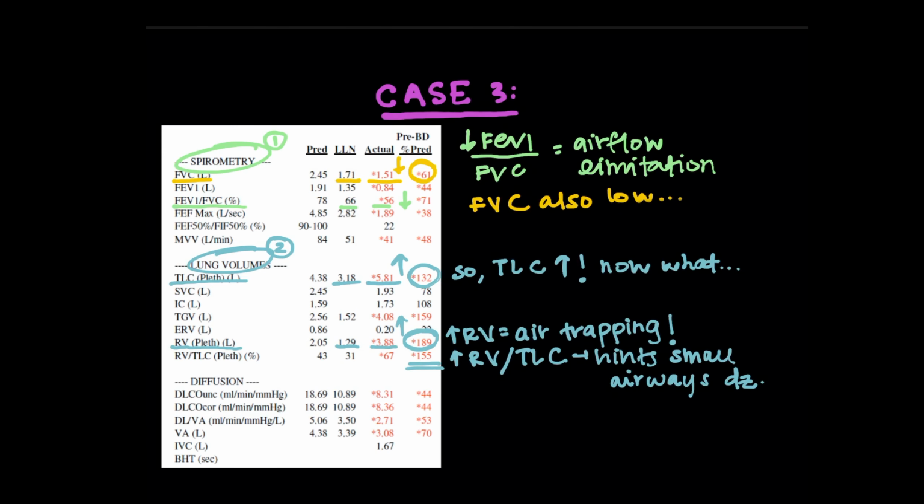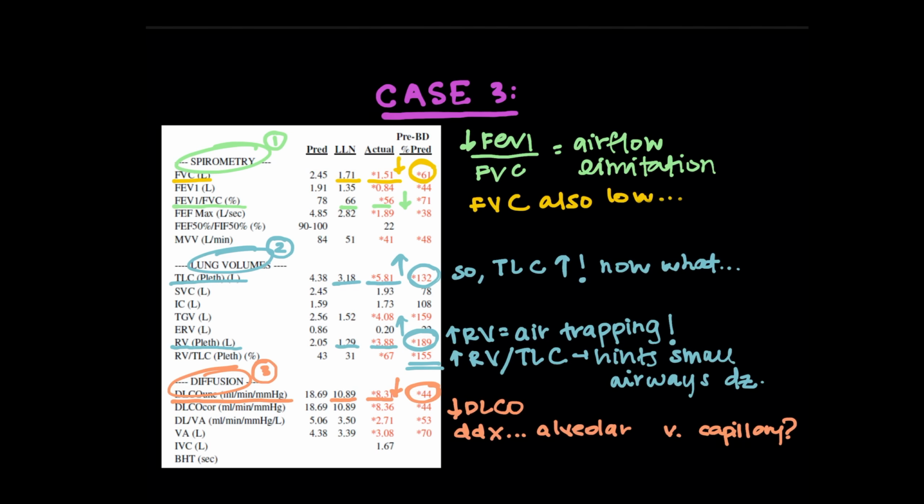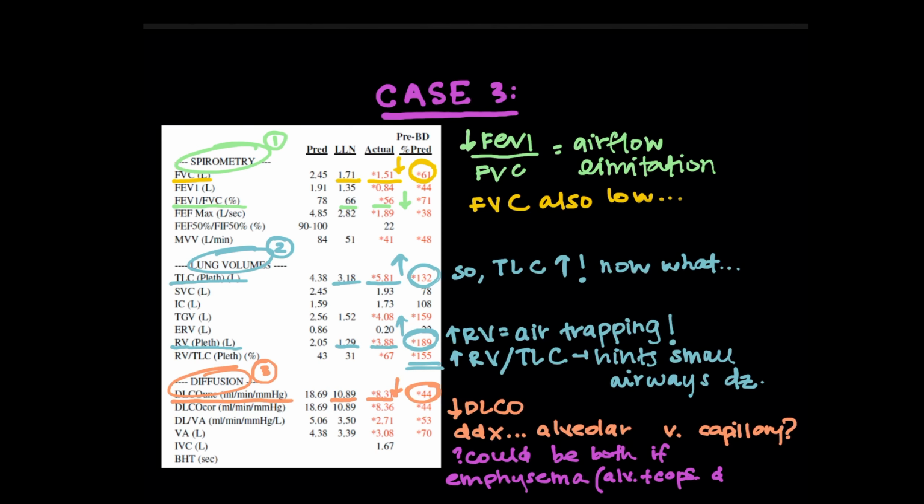All right, so number 3, we always want to look at diffusion. And so looking at the DLCO in this patient, it looks to be significantly below the lower limit of normal. So remember, a decrease in DLCO is a diffusion issue. Differential is either at the alveolar level or the capillary level. But could it be both? If you think about emphysema and alveolar destruction and how the alveoli are all sort of encased in this capillary bed, yeah, you can get destruction of your alveoli and your capillary bed simultaneously.